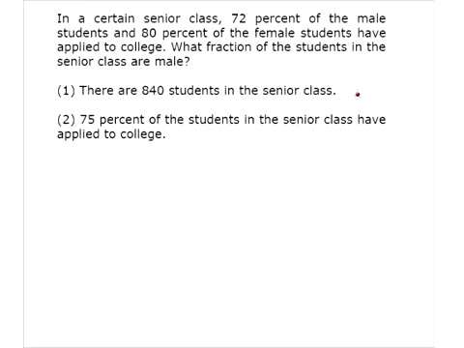Yeah, A is clearly insufficient. An absolute number is not going to help us with that. Now the whole concept here is the weighted average. We know that 80% of females have applied to college.